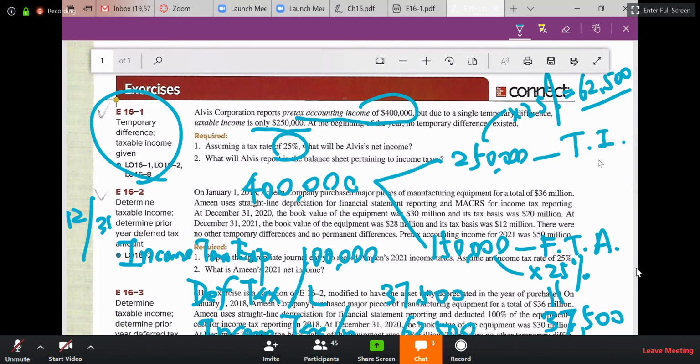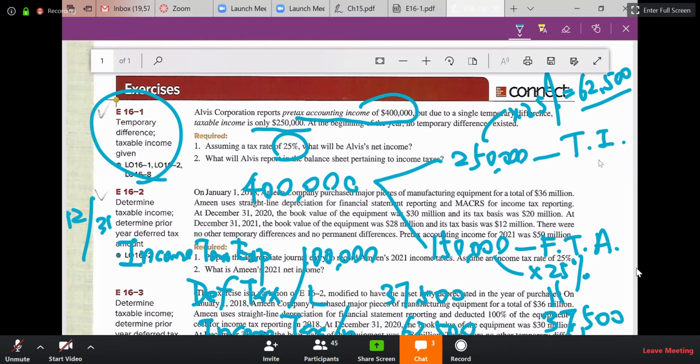If you don't have questions, then let's answer these two requirements. First requirement: what will be the company's net income? Remember, pre-tax accounting income is 400,000, and income tax expense is 100. So net income is 300,000, which is 400 minus 100.